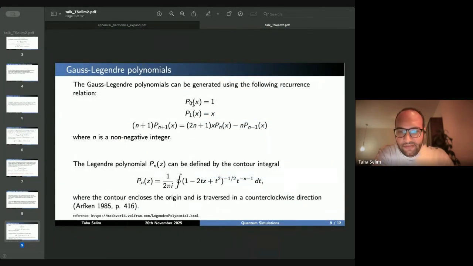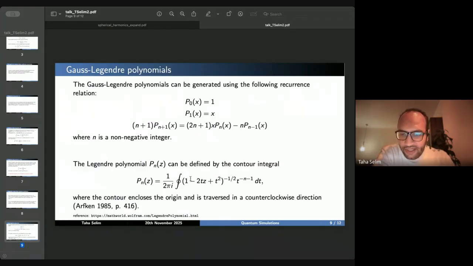Here we see the recursion relation to generate this polynomial. The first polynomial is 1, so P0 of x is 1. P1 of x is x. Then you can use the recursion relation to generate any higher degree Legendre polynomials. This is a general form of the polynomials.